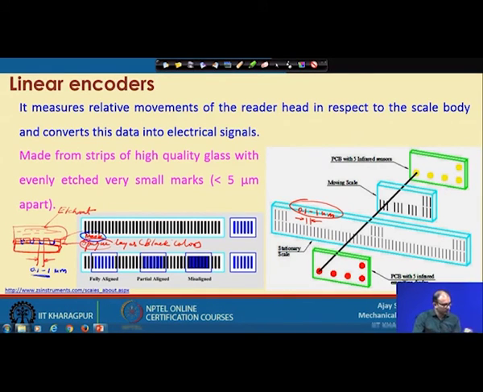Once it is over, you have to apply a mask removal process, or you have to apply an under-etching process, so you can get this done without creating any problem. So, this is called the etching process, the way you are getting these particular marks. So, this is the way of operation of a linear encoder.